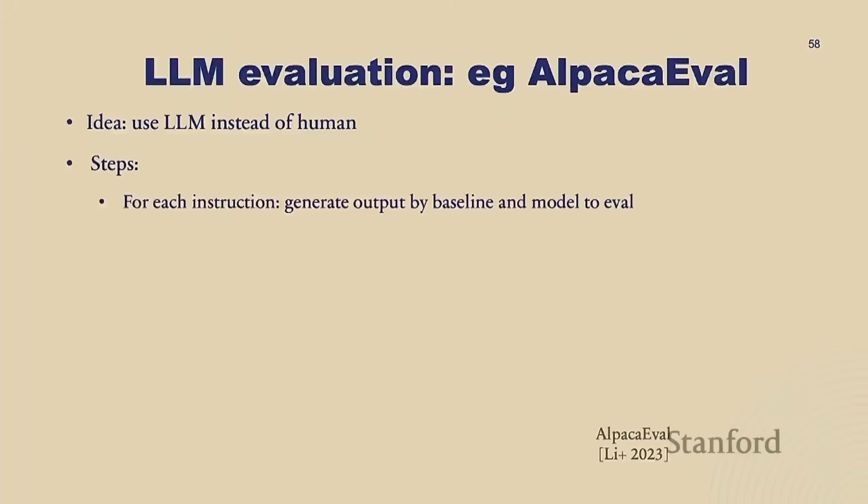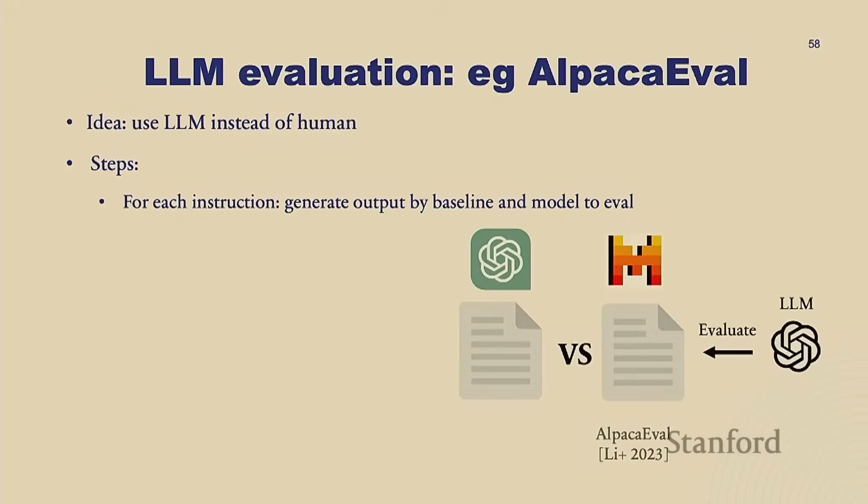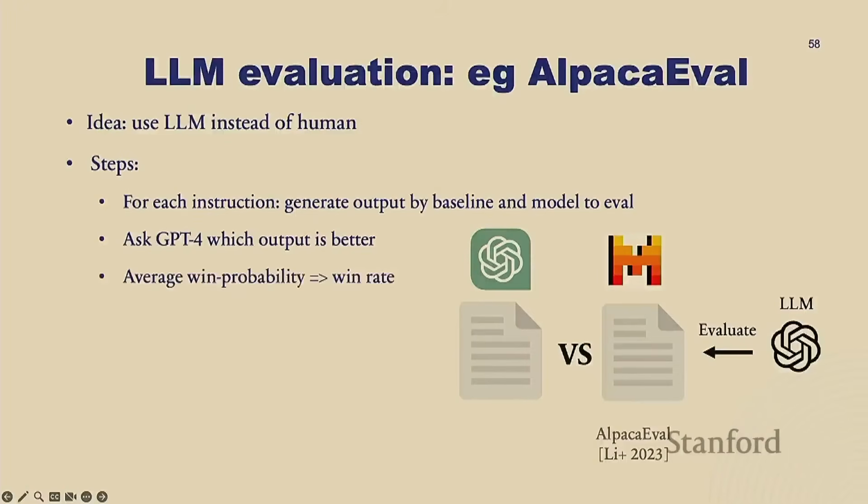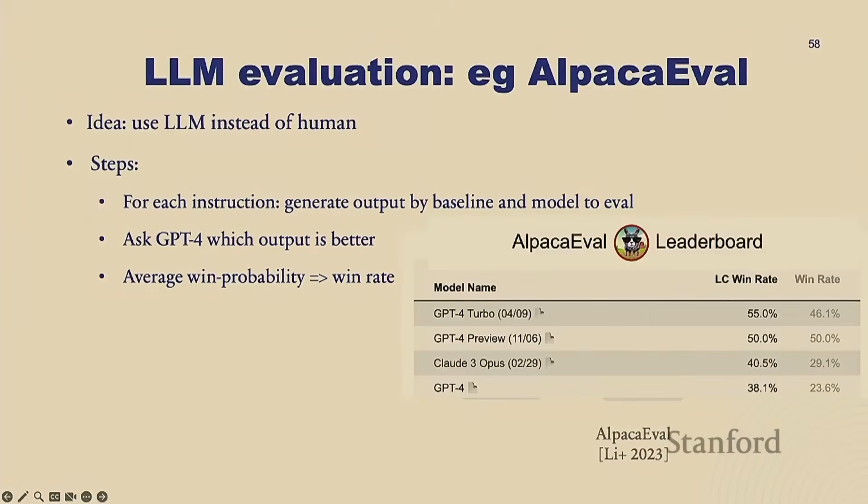Steps: for every instruction, generate outputs by some baseline and the model that you want to evaluate. So here, imagine that I'm comparing an answer from ChatGPT and from Mistral. I'm just asking another model which one is better, and I basically average that out. I asked GPT-4 which one is better, and I average that out over my entire distribution, over my entire benchmark or data set, and that gives me a win rate, so win probability for one model compared to another one, and now you can rank models. And this is the AlpacaEval leaderboard.